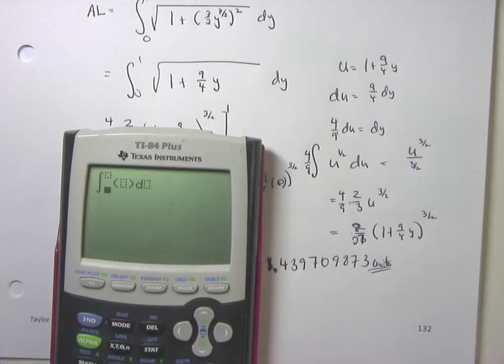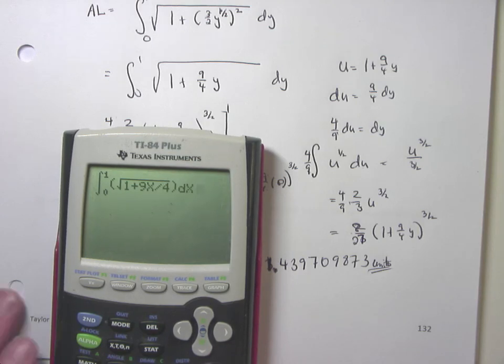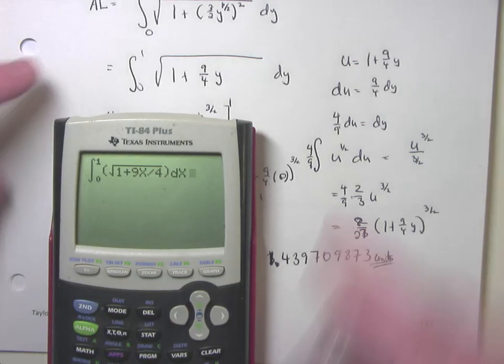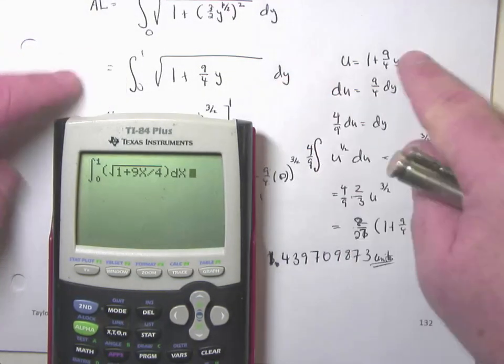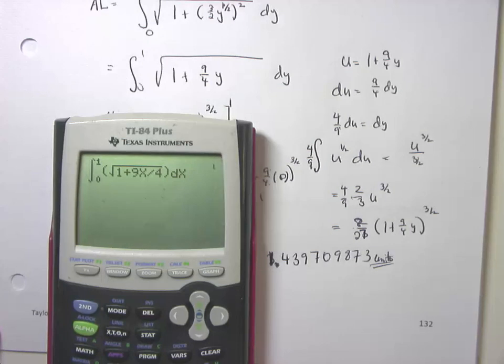So math number 9, integral from 0 to 1 of that square root of 1 plus 9x divided by 4 dx. When you use the calculator, the x variable is so much easier to type in than the y variable here. So I'm literally just typing in the original question before I did all that u substitution stuff. And let's see, oh, there it is, 1.4397007. Yeah, I'm feeling good about my answer now.